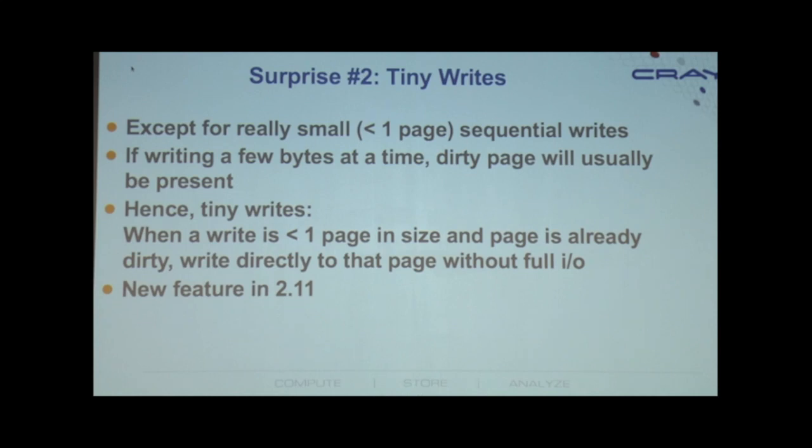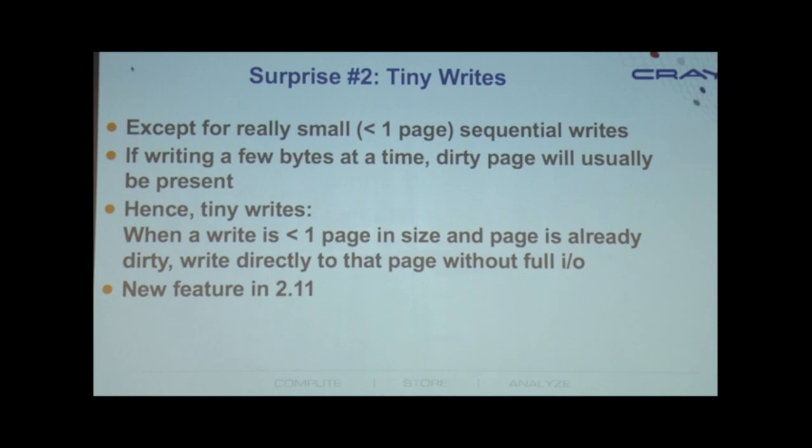But the thing is, if we then proceed to write 8 bytes again, well, there is a dirty page. Well, probably. I mean, there might not necessarily be. It could have been flushed or something. But assuming it hasn't been flushed, there is a dirty page. So a user writing 8 bytes, 8 bytes, 8 bytes, which is terrible, but people do, they will run into an already present dirty page. And so the idea is here called tiny writes.